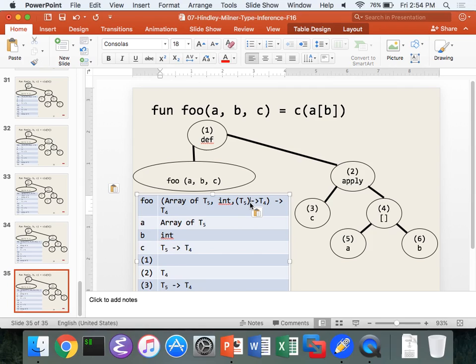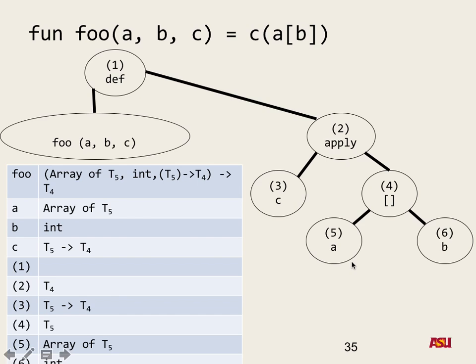Right? So just by applying those rules, remember, the key is to apply those rules locally. Node by node, all the nodes in the program. If you ever get to the point where you say that something is an int and a function, it's an error. Yes?